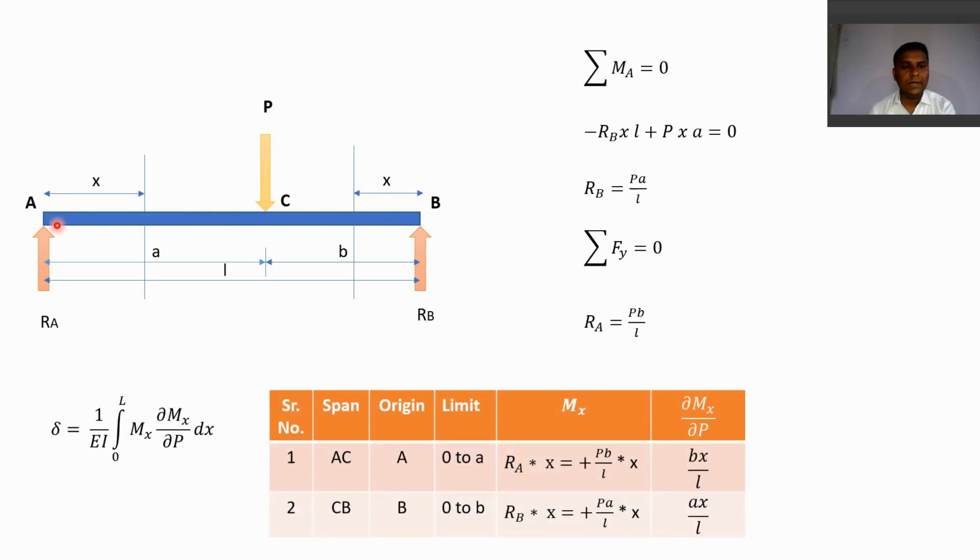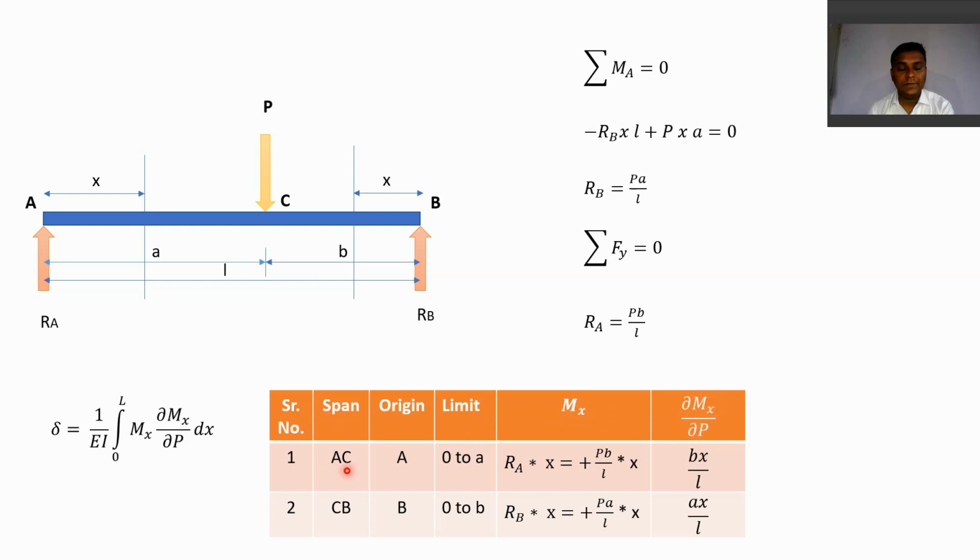Now let us prepare one table to solve this example smoothly. In this table we can see the span, origin, limits, then the equation of bending moment, and then finally the value of ∂M/∂P.